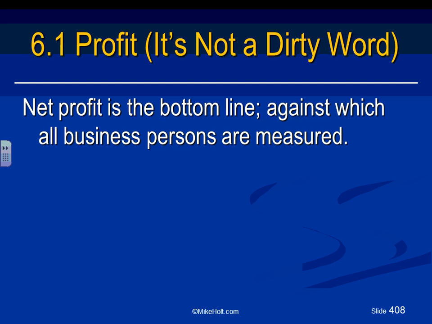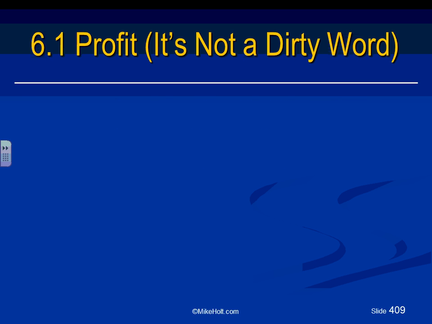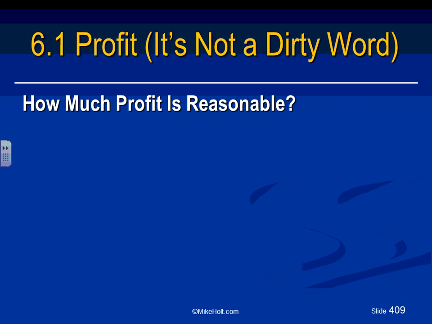Okay, so that's what you're supposed to do. And every business should have a little bit of profit. Otherwise, you're not going to stay in business that long. So a winning bid, gentlemen, is a reasonable amount of profit. You don't want a 50% profit, but 5 to 10% profit is not bad. So how much profit is reasonable profit?